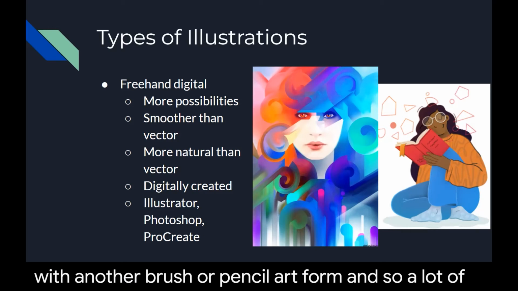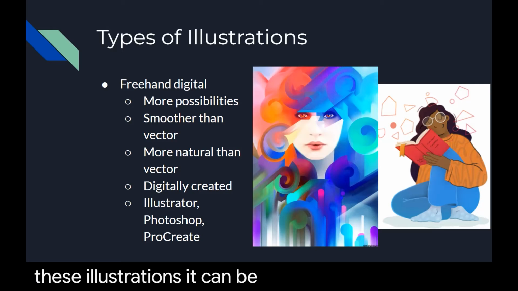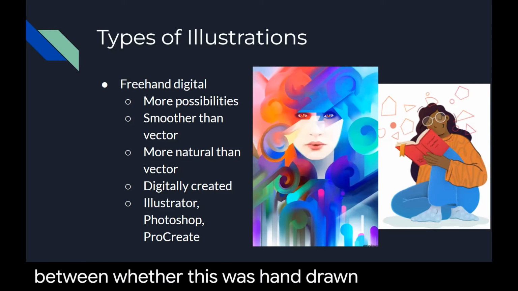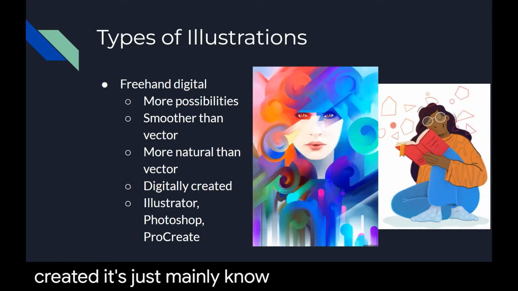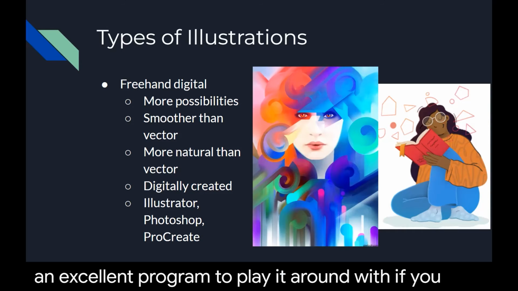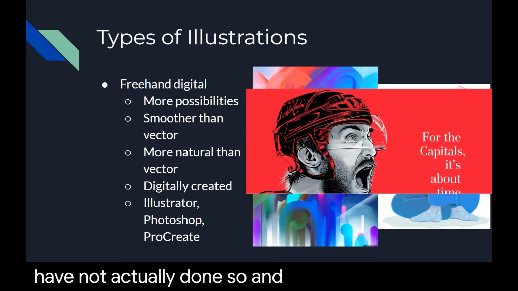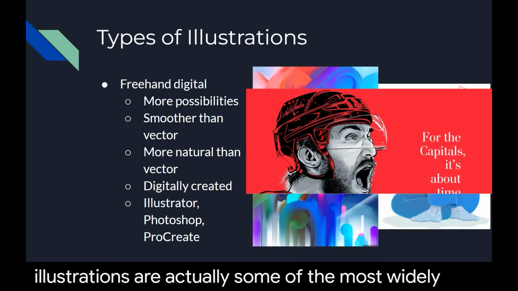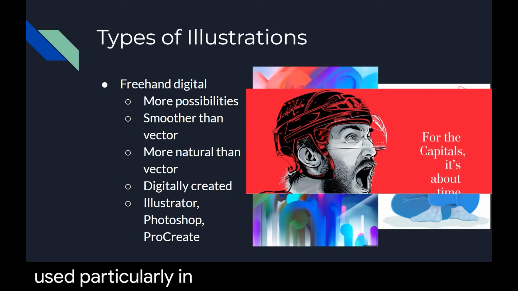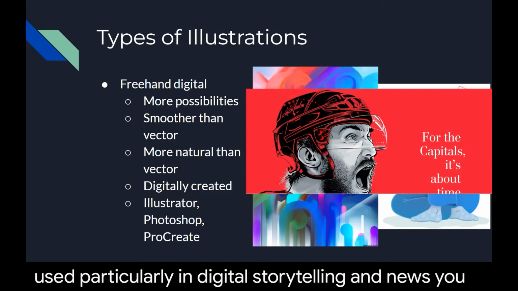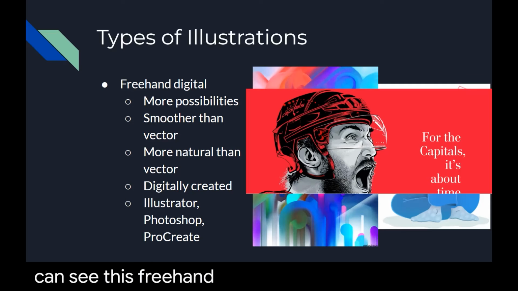And so, a lot of these illustrations, it can be hard to differentiate between whether this was hand drawn or digitally created. It's just mainly knowing what program they came from. You can also do these types of things in Illustrator and Photoshop, but like I said, Procreate is an excellent program to play around with if you have not actually done so. And freehand digital illustrations are actually some of the most widely used, particularly in digital storytelling and news. You can see this freehand digital piece that was created for the Washington Post.